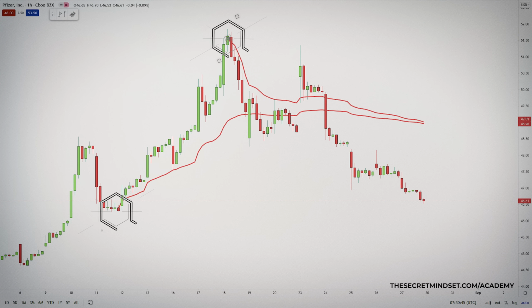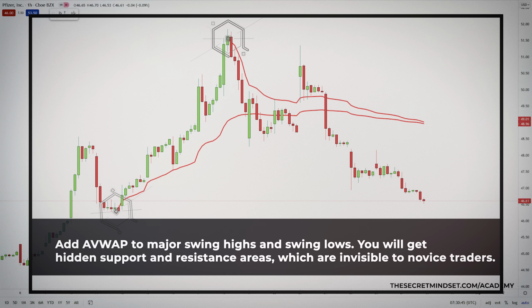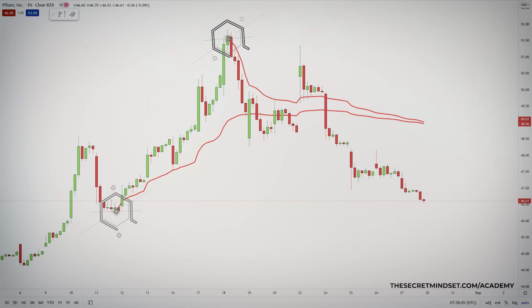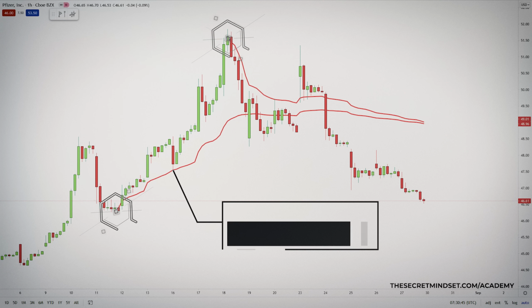To help us find areas of value to look for potential trades, we need to identify potential swing highs and swing lows. These are important levels used by traders to hunt reversal trades, but if we add the anchored VWAP to them, we will see some hidden support and resistance areas which are invisible to novice traders. Look how price reacted to the anchored VWAP lines.